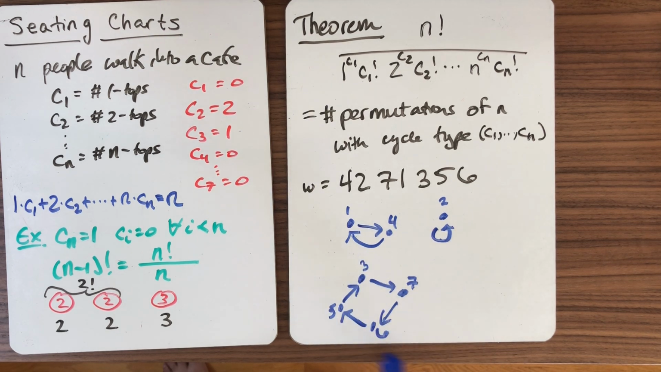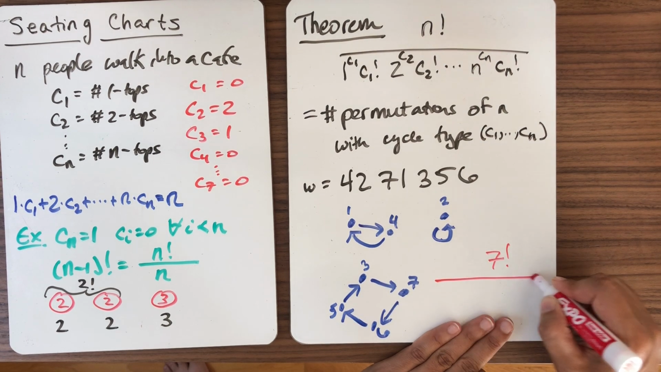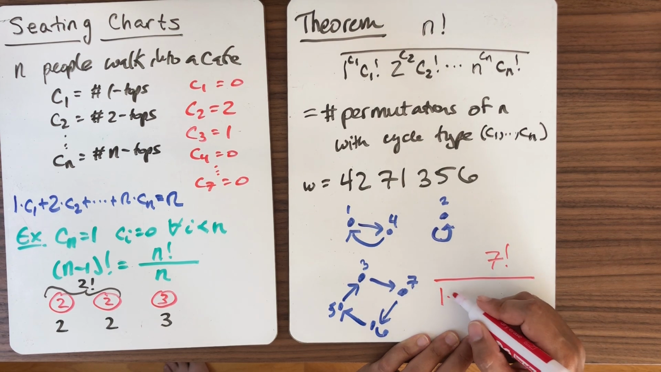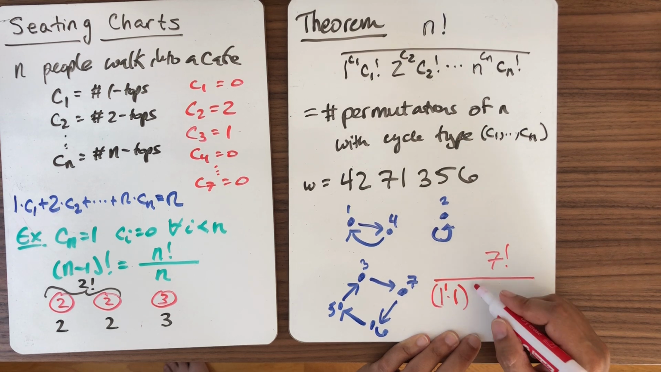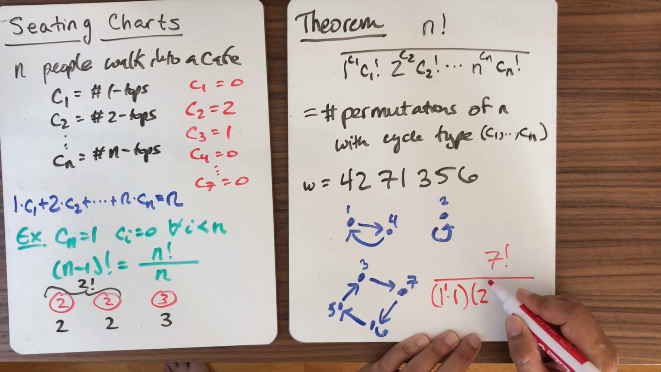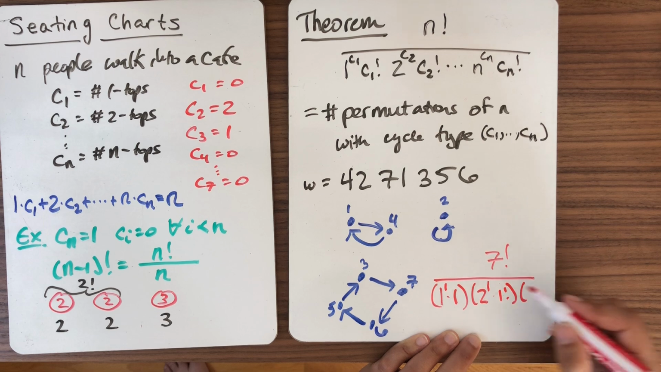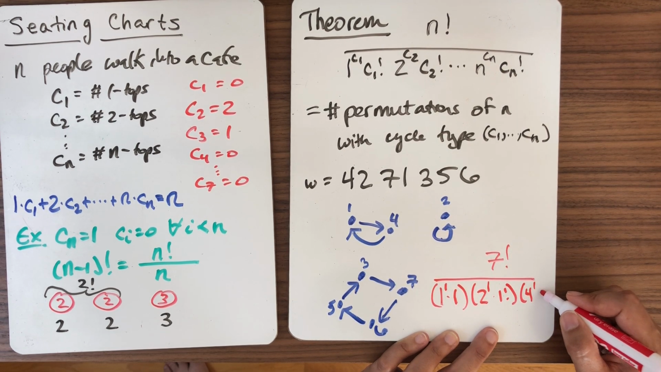So the number of permutations we have with this cycle type would be 7 factorial divided by, there's 1 1 top times C1. So 1 to the 1 times 1. This is our 1 tops. The 2 tops contribute 2 because there's 1 2 top. And then we're just going to get 1 factorial. And then there's a 4 top, which is going to contribute 4 to the 1 times 1 factorial.